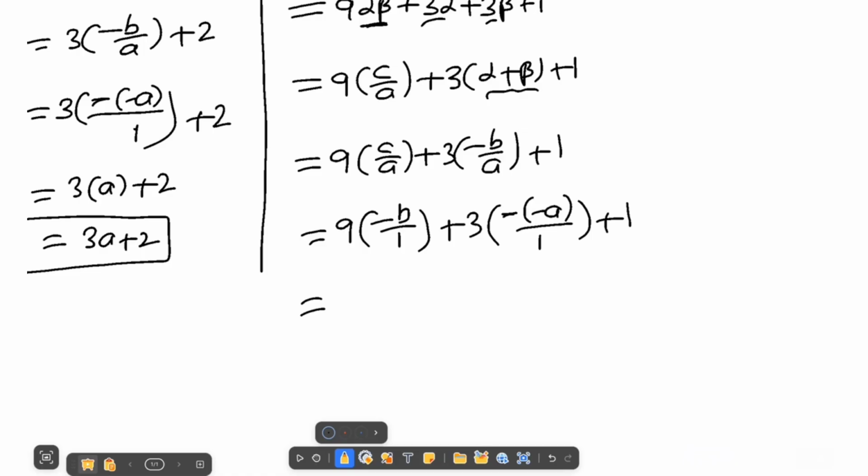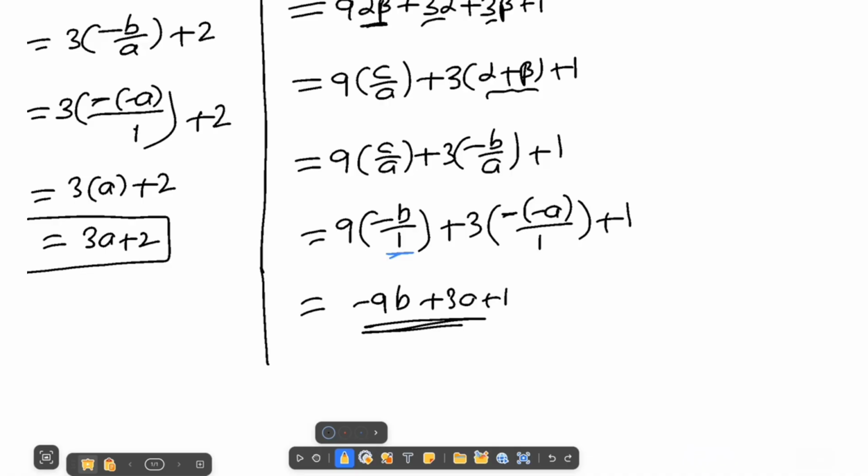So 9 into minus b by a is minus b. So this minus b by a is minus b, 9 into minus b is minus 9b. Next, here minus of minus a is plus a, so plus a into 3, 3a plus 1. So now this is equal to the product of zeros.